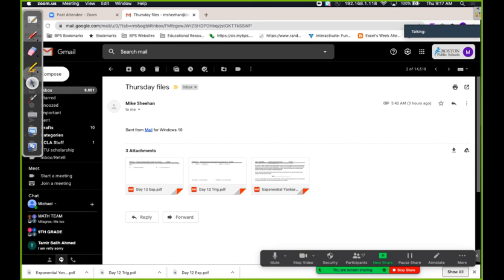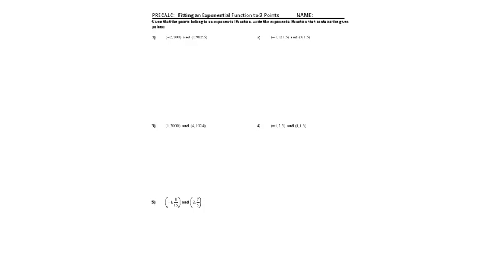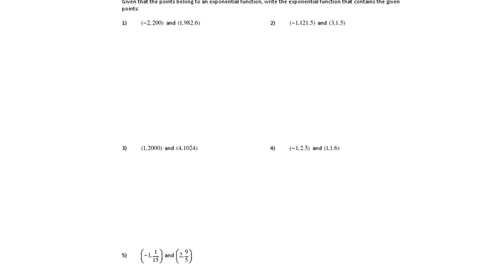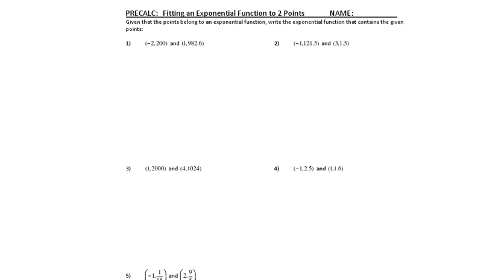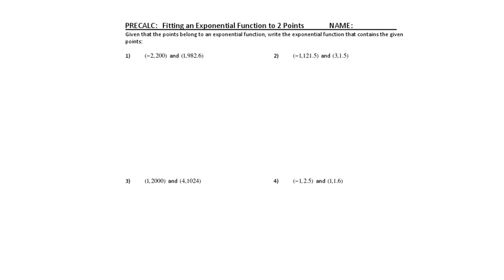First of all, somebody gives you 2 points on a graph. You could write a linear function that contains the 2 points. There are lots of different kinds of functions. You could write more than one quadratic function that contains the 2 points, most likely. But this says, given that the points belong to an exponential function, write the exponential function that contains the given points. Has anybody done this before?